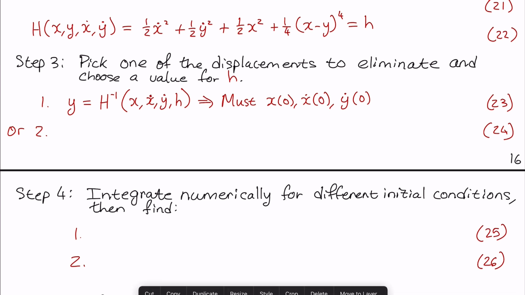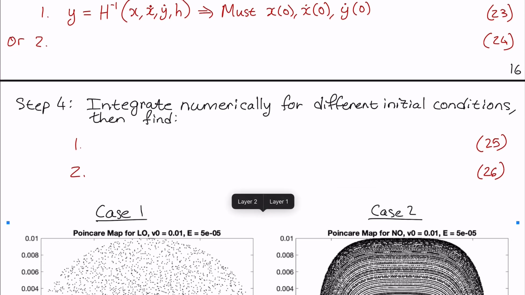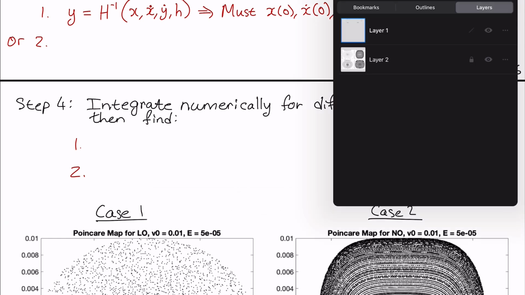If we wanted to do this for the NO, we will instead define, give me 1 second, I need to move these to layer 2. And let me lock layer 2.